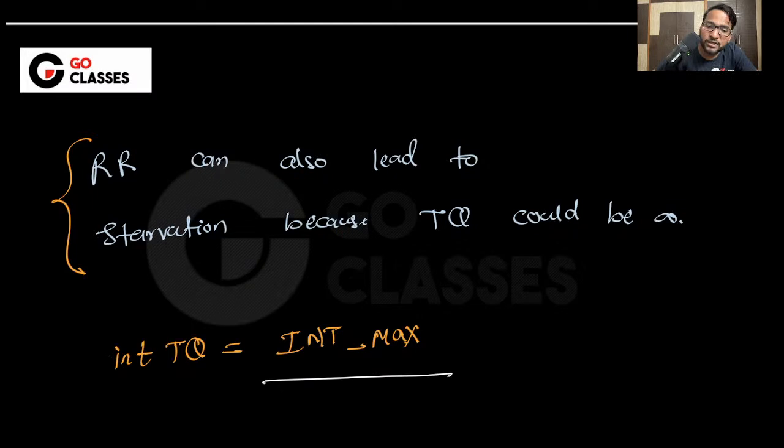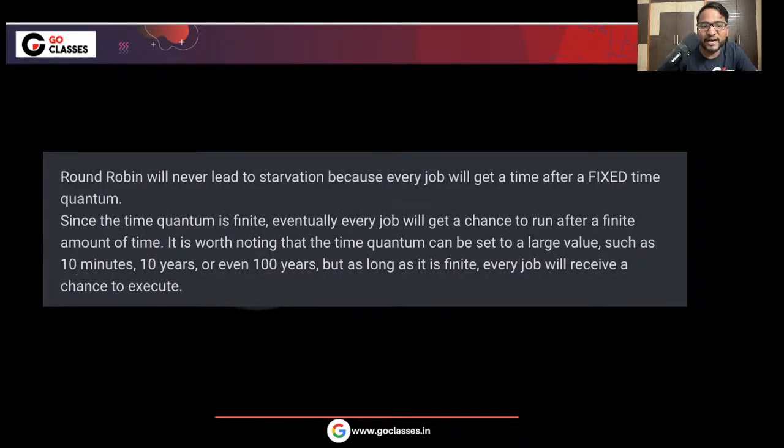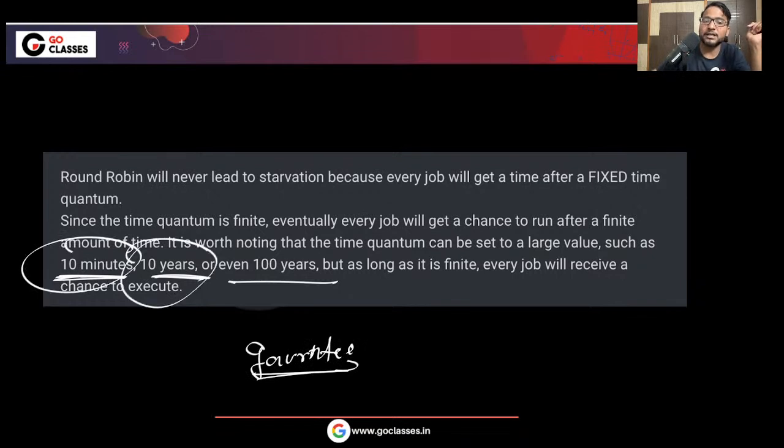Since the time counter is finite, it could be anything: 10 minutes, 10 years, or even 100 years. It does not matter as long as it is finite. As long as you are giving a guarantee to the other process that you are going to run, maybe after 10 minutes, maybe after 10 years, maybe after 100 years, but you are going to run, then you are fine.